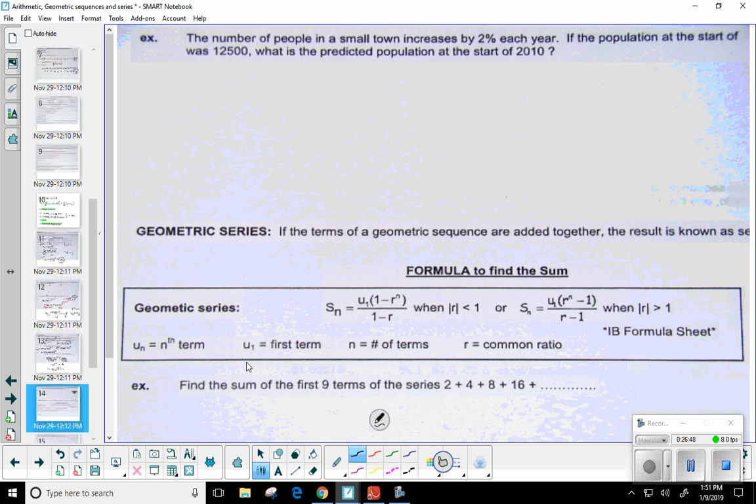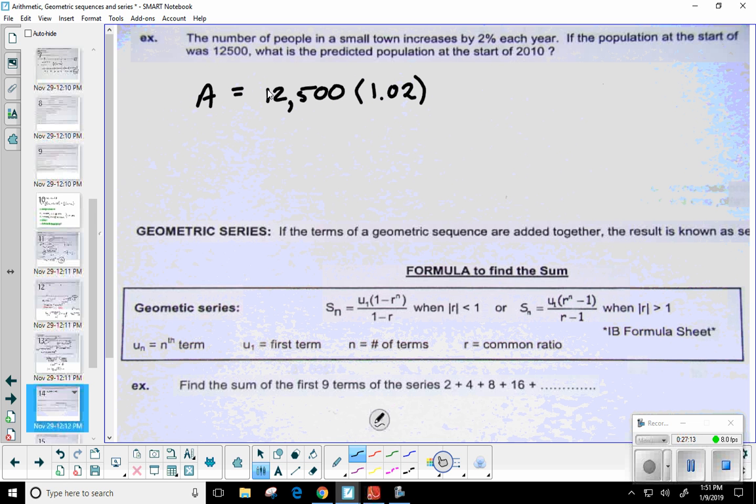12,500 is my initial amount. Okay, so the amount of people is going to equal 12,500 times, what would my base be? Think about the 1 plus or minus r. So it's definitely increasing, so 1.02, because 1 plus the 0.02. Then, of course, you would raise it to the number of years.